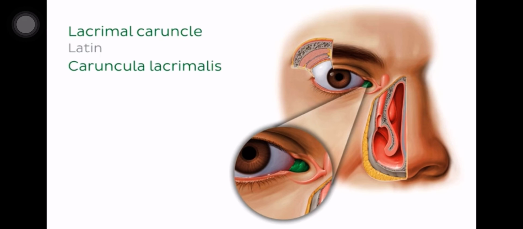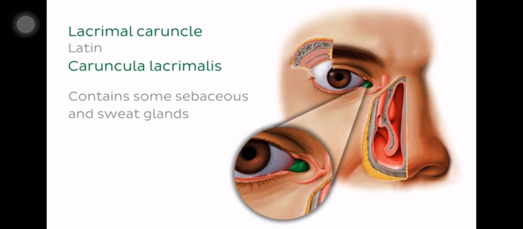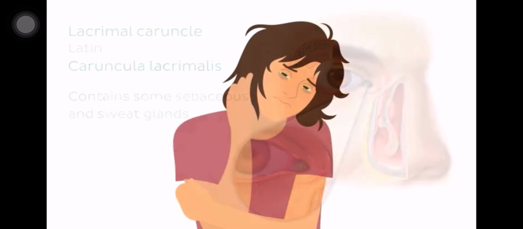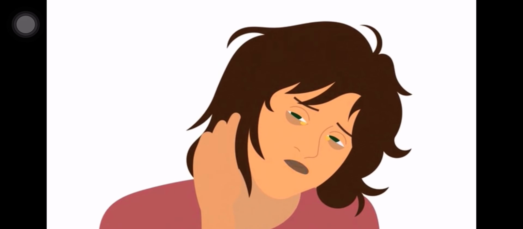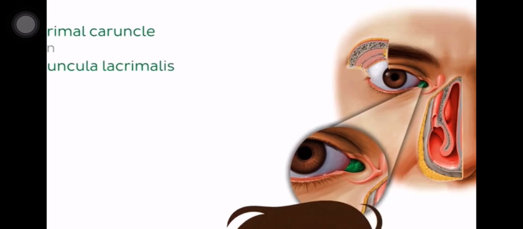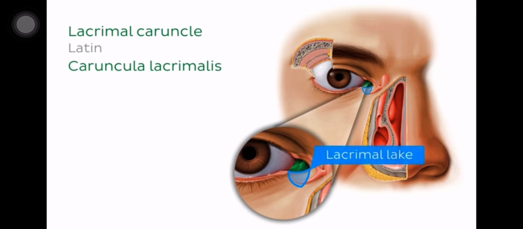This is the pink, fleshy part at the medial aspect of your eye, and it contains some sebaceous and sweat glands that secrete a whitish liquid. So you know in the mornings when you have gunk in the corner of your eye, that's your lacrimal caruncle at work. The lacrimal caruncle sits within the lacrimal lake.